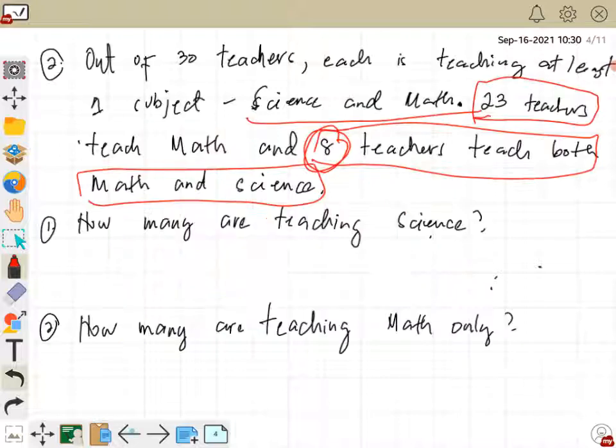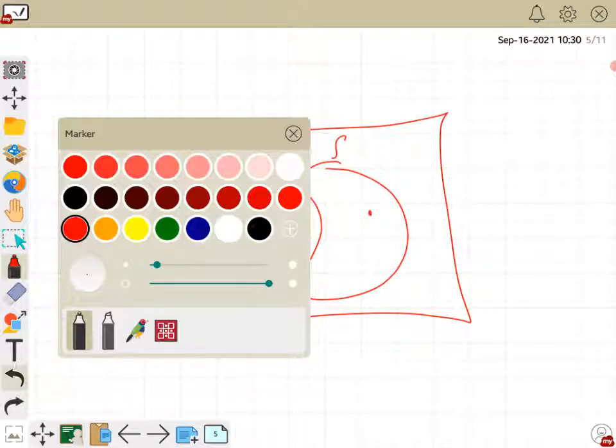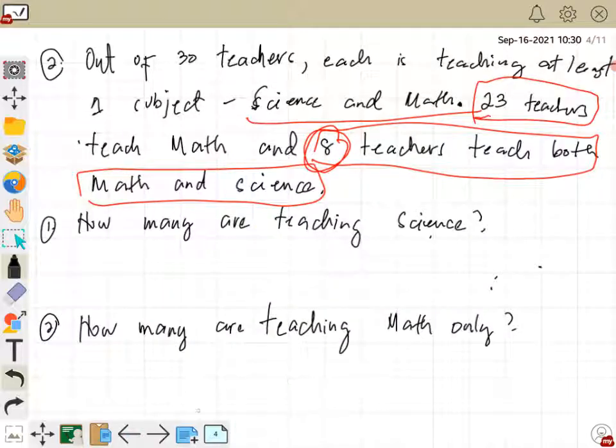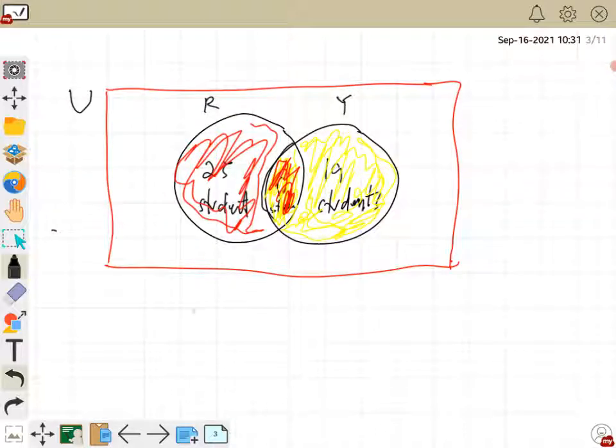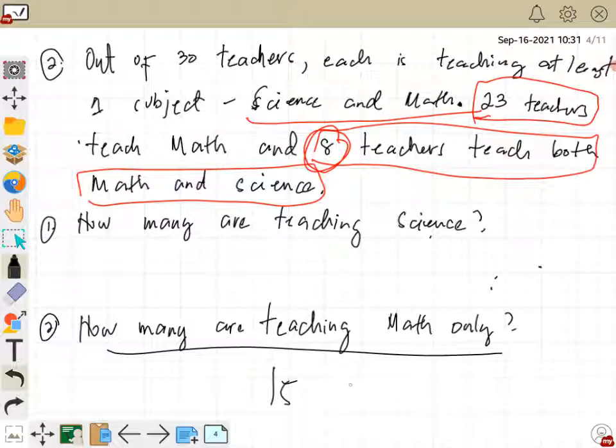So the question is, how many teachers are teaching science? So we need to get the value here, the number of teachers who are only teaching science. But first, that's the number 2. How many teachers are teaching math only? That is actually the 15. So we can answer it as 15 teachers.